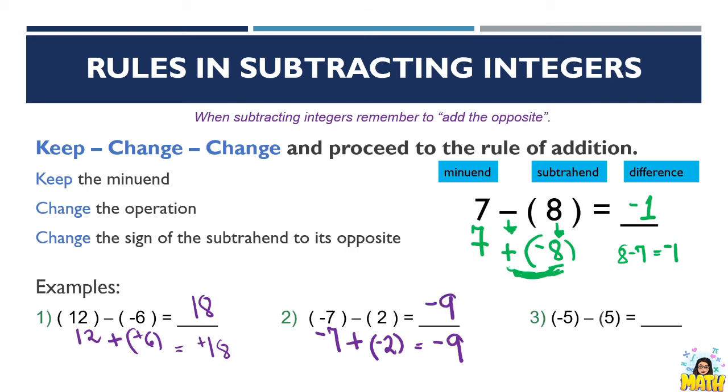And then number 3, negative 5. Copy that and then add it to the opposite of the subtrahend. Opposite of 5 is negative 5. So since we have both negative numbers, when we add common signs, simply add their absolute values and copy the common signs. Therefore, the answer here is negative 10. Remember, keep, change, and proceed to the rule of addition.